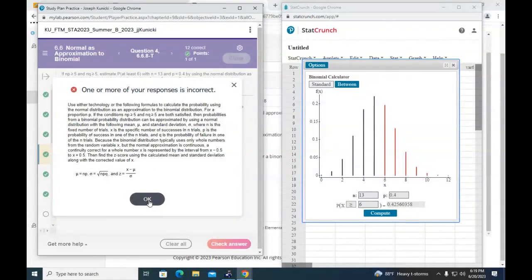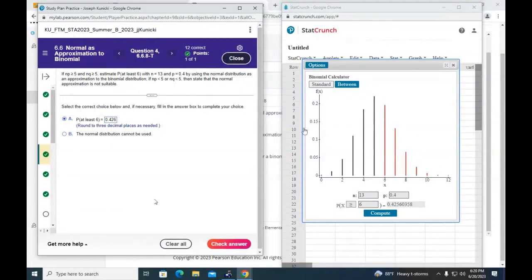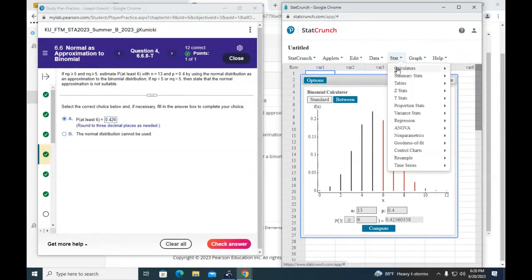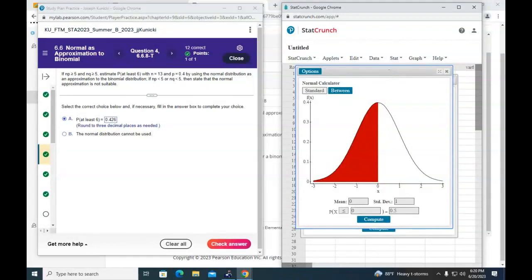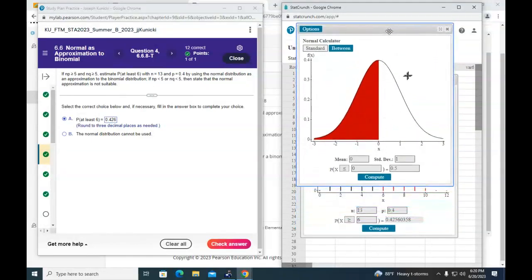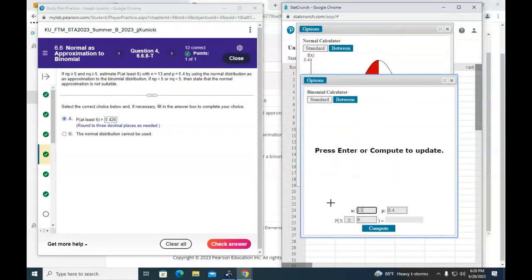Okay, so they don't like it. So in that case, what we do is we go to Stat, Calculator, Normal. Now, the mean is NP. You remember the shortcut for the binomial? It's on your handout. So NP is 5.2. You could do it this way. You could just put 13 times 0.4. You don't have to put 13 times. See, that's 5.2.